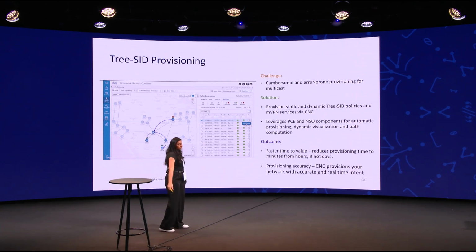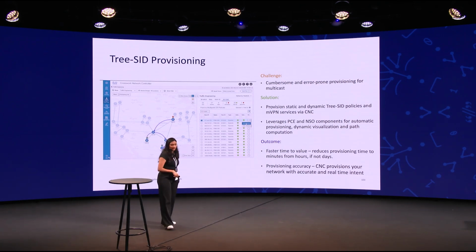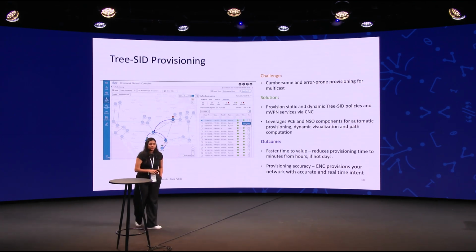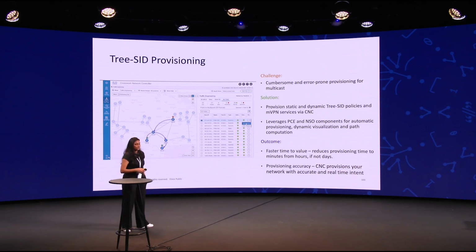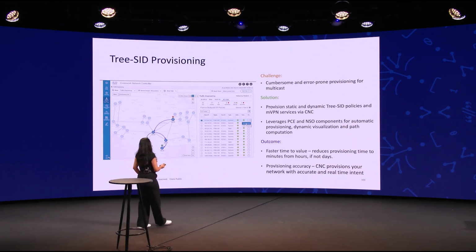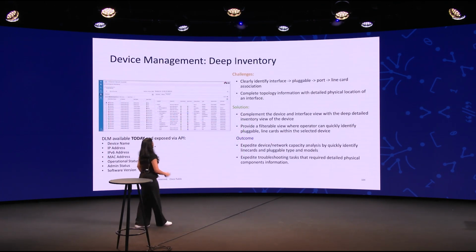Again, this is faster time to value, and this is much more important with multicast because, again, very complex. It reduces provisioning time to minutes from days, from hours, if not days. And of course, there's provisioning accuracy. One thing we've seen, which is a constant theme across multicast, is that there's a lot of scope for human error. And with NSO and with CNC, that provisioning accuracy kind of shoots up, and it's not error prone at all.